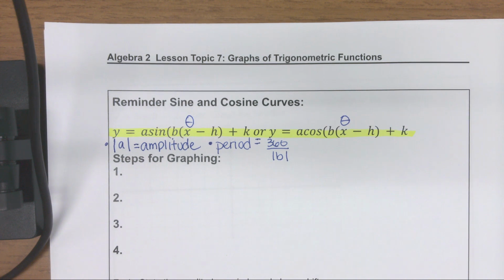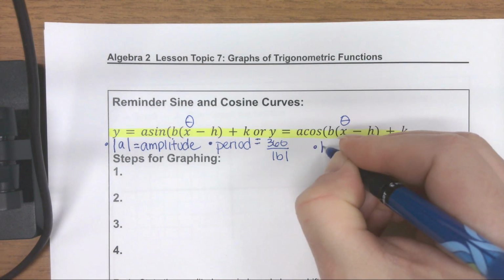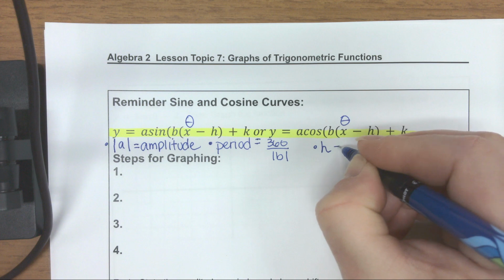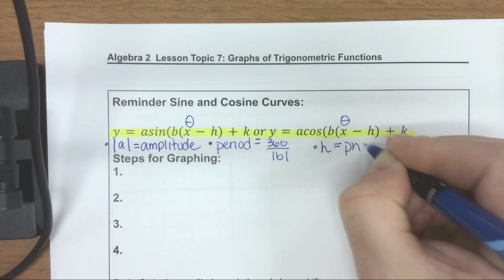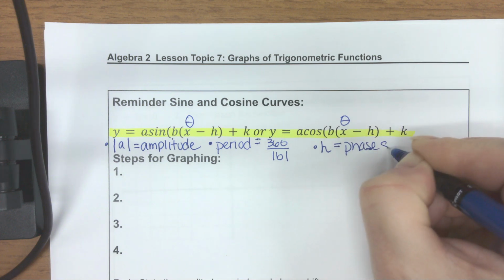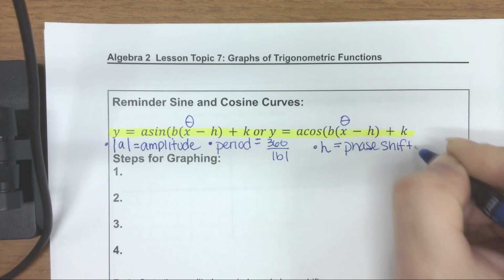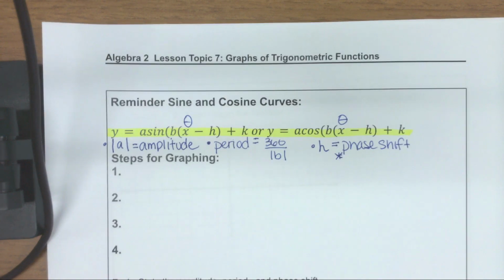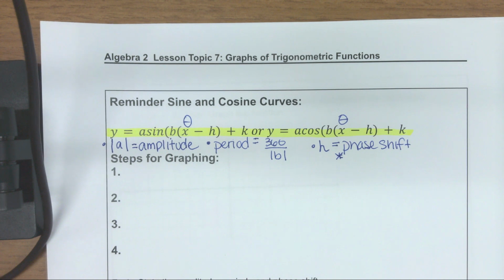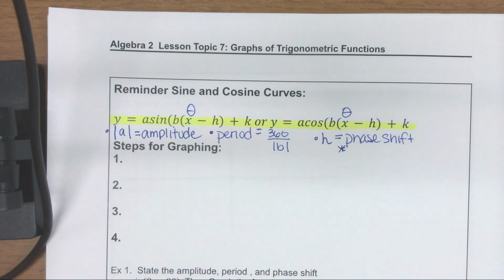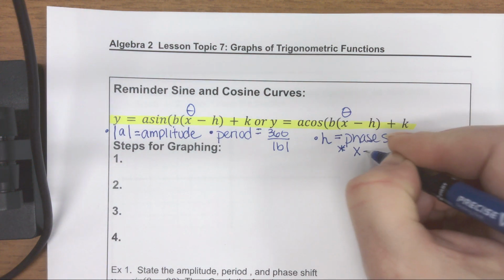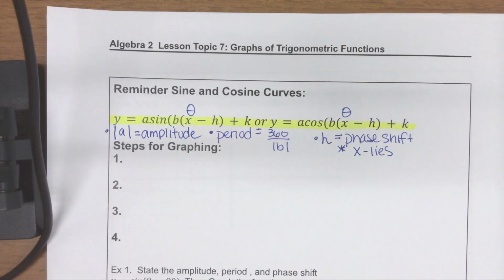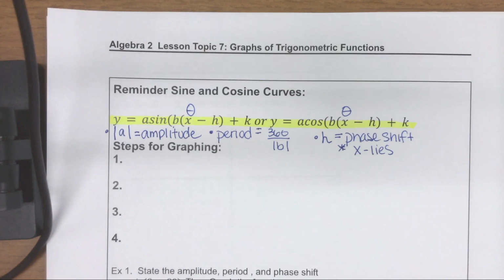And then H is the phase shift. A phase shift is just a horizontal shift. And just a little caveat about that, from way back when we've been doing transformations, when it's with X, it's a liar. So X lies, I'm going to just write that as a reminder, meaning if it's X minus or theta minus something, it actually moves the graph right.